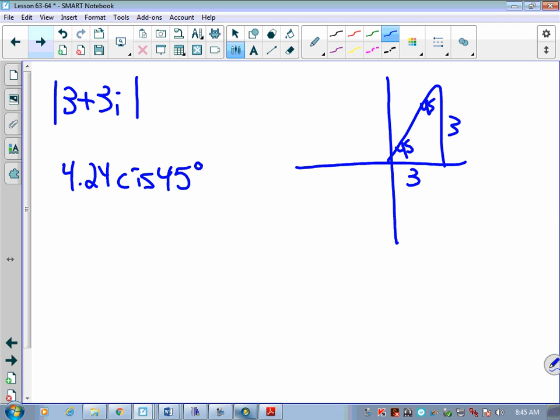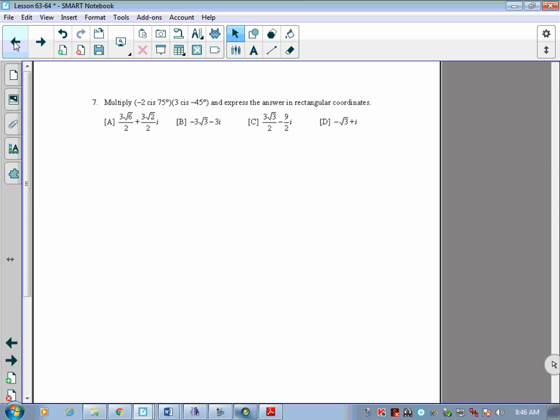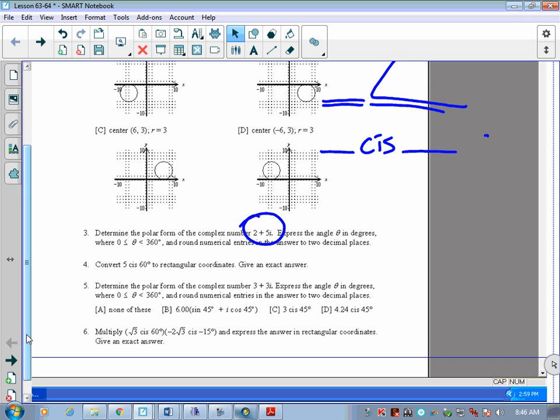But you did see on question number 3 how to find that angle, right? All I would have to do is do inverse tangent 3 over 3. And if I do that in my calculator right now, second tangent, 3 divided by 3, 45 degrees, right? All right. And so let's see, that's 5, which brings us down to 6. So we got 4.24 cis 45, so we got D for 5.